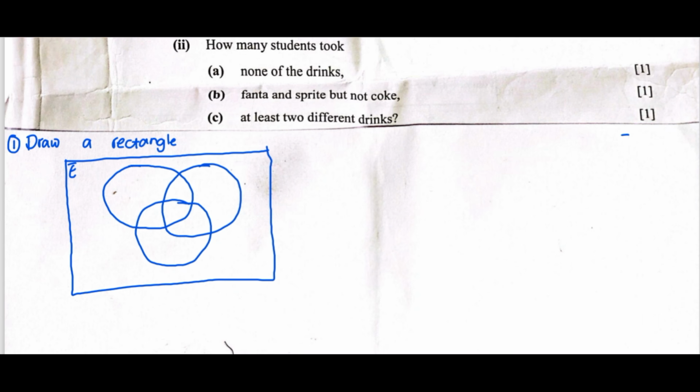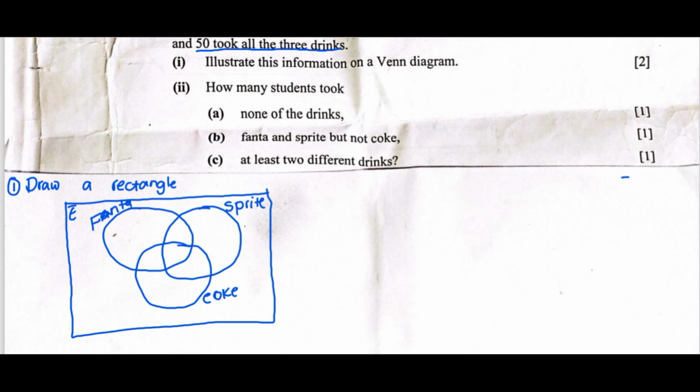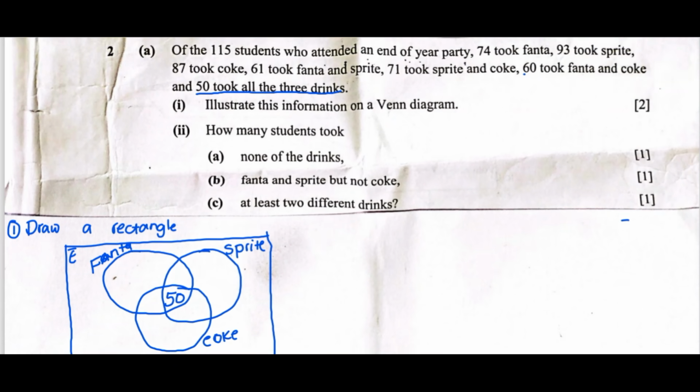Okay, so now the first one, we'll consider this one to be Fanta. Then here we'll just say this is our Sprite. Then we have our Coke here. Then according to the information, we know that 50 took all the three drinks. So we're going to put the 50 here, since 50 is the intersection of all the three sets. So that is the first number that you are supposed to enter onto the Venn diagram. It is the intersection of all the three. Then after we are done with the intersection of all the three, we can now look at the intersection of two. So the first one, we can see that 60 took Fanta and Coke. So let's say this is our Fanta and Coke.